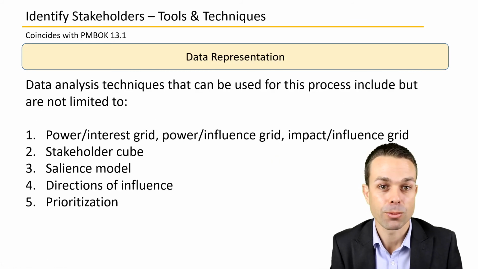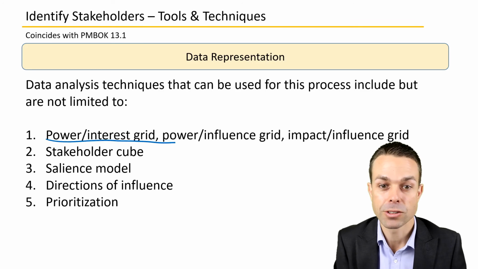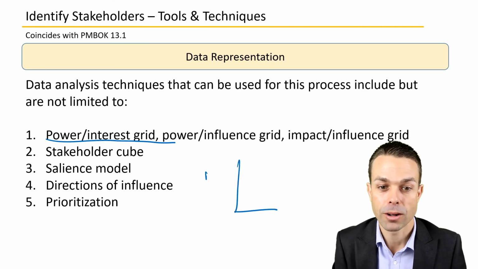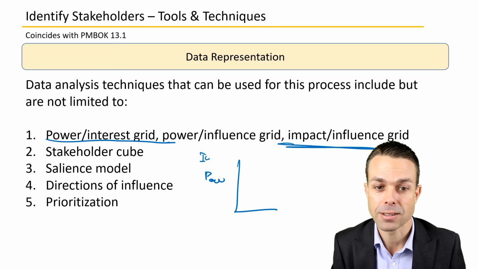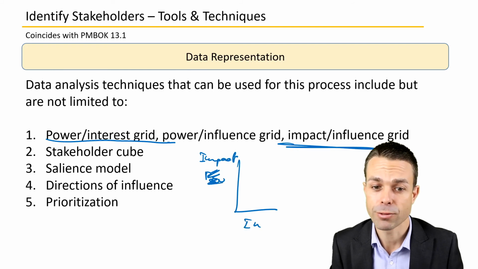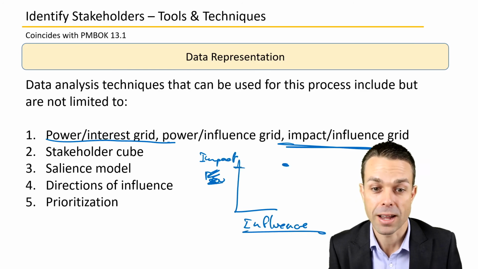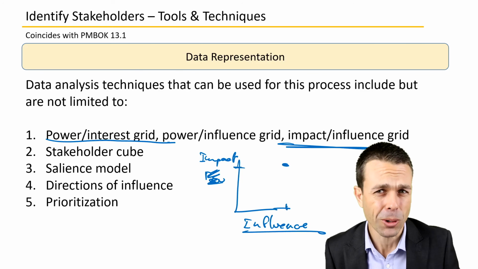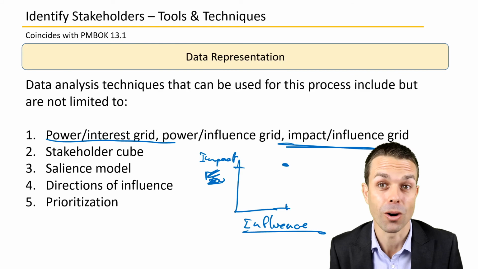Data representation that we'll use in tools and techniques are things like our power interest grid. So this is where we're looking at power, and this, my actual favorite, is the impact and influence. So what is the impact of our project on them? Is it high or is it low? And what is their influence? And we'll see this in the key concepts as well. But if they have a high influence and it's a high impact to their department, then they're going to have a pretty loud voice on our project, and we need to keep them on board.